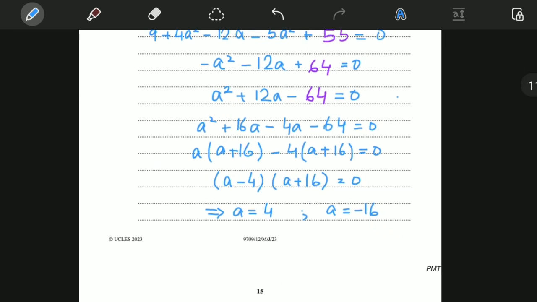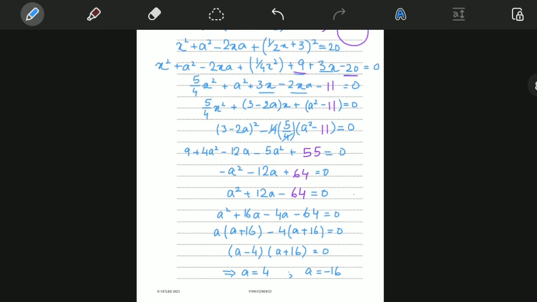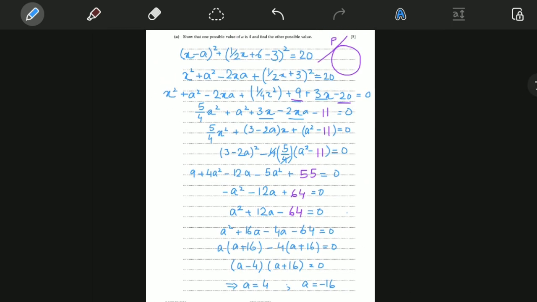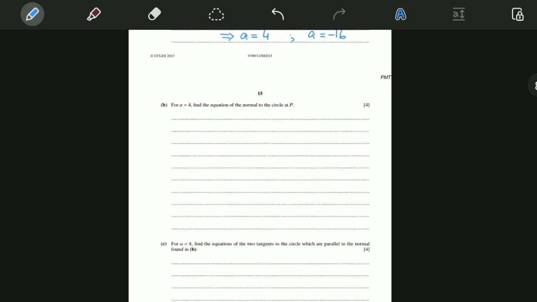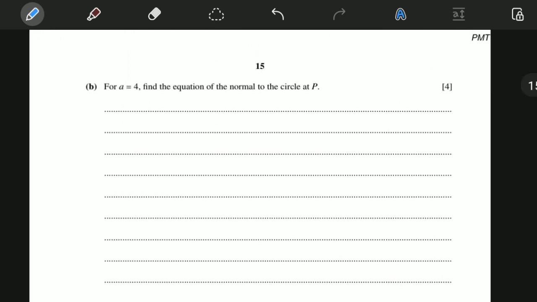Okay, so this is it. Here you also showed that a is equals to 4 is one value, and the other possible value is a equals to minus 16. Okay, for a equals to 4, find the equation of normal to the circle at P.